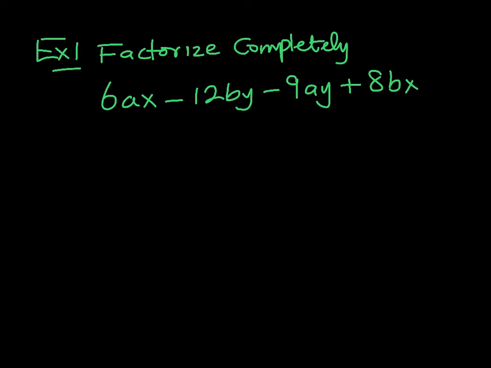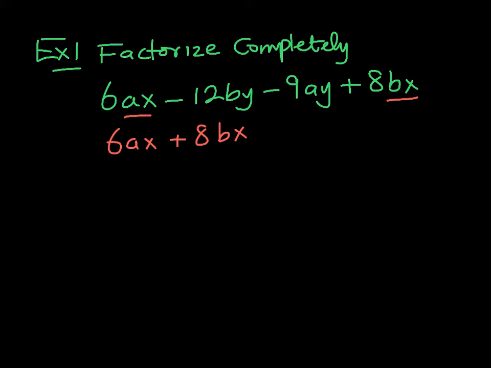Let's begin. Factorize completely. The first thing you want to do when you have something like this is to try and group the terms in a way that has common terms, as common as possible. Here we see there's ax, and we also see there's bx, so that's something common, so we can bring them together. So that's 6ax plus 8bx.